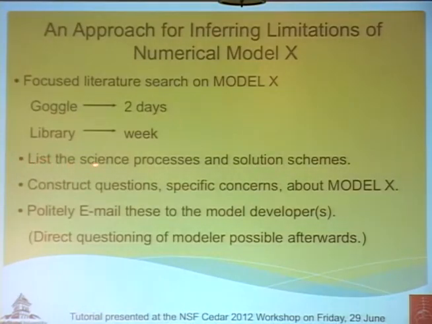What you need to do then is list the science processes and solution schemes. And that's kind of what we walked through. The important part here is you yourself construct questions and specific concerns about Model X. This is the one you've been given, that your major professor asked you to use blindly. And now you can, from the heritage of that model, see how specific phenomena and processes were solved earlier on. Because Model X's paper is only 10 pages long and doesn't contain all of what you need to ask. So this is how you get all of that information from the bibliography search.